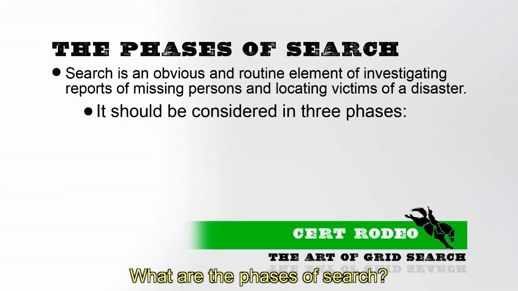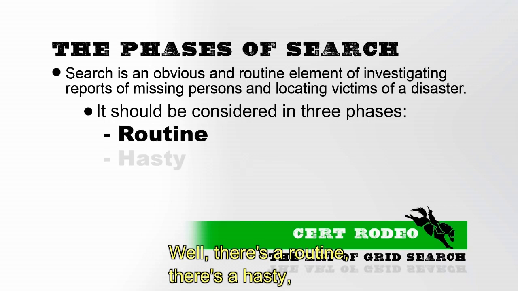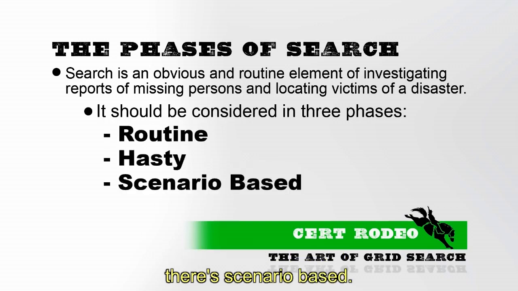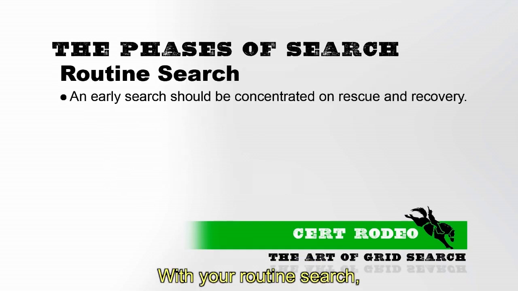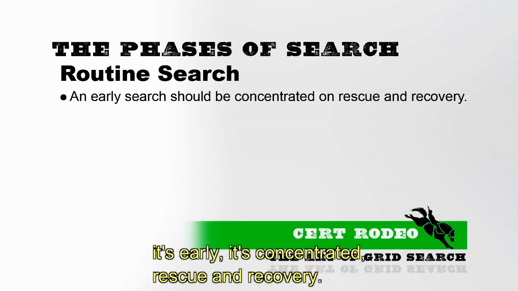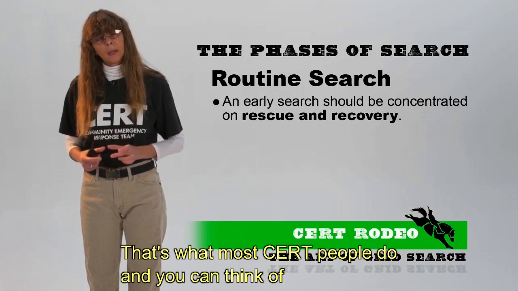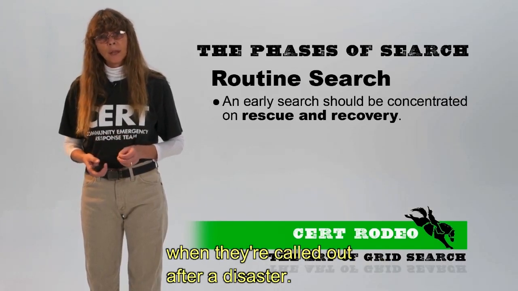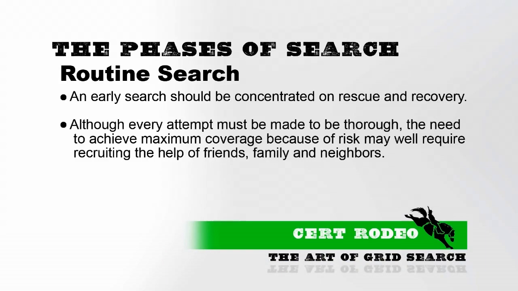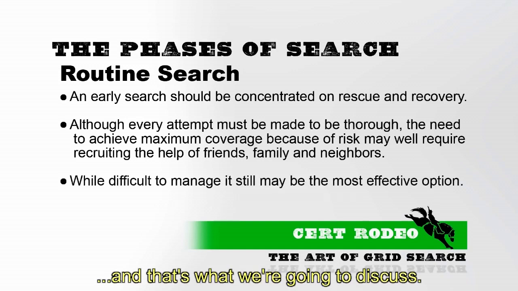What are the phases of search? Well, there's a routine, there's a hasty, there's scenario-based. In a routine search, it's early, it's concentrated, rescue and recovery. That's what most CERT people do and can think of when they're called out after a disaster. Although every attempt is made to be thorough, the need to achieve maximum coverage because of risk may well require recruiting others. And that's what we're going to discuss.